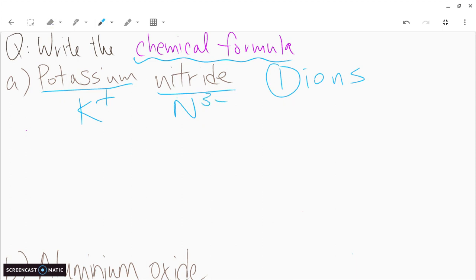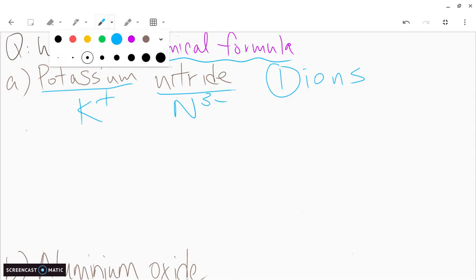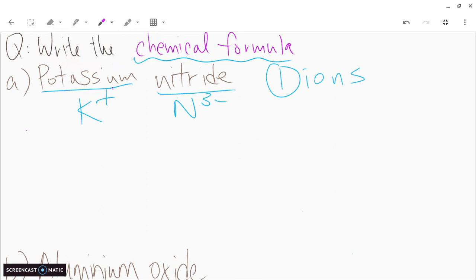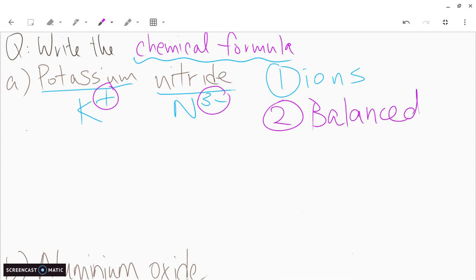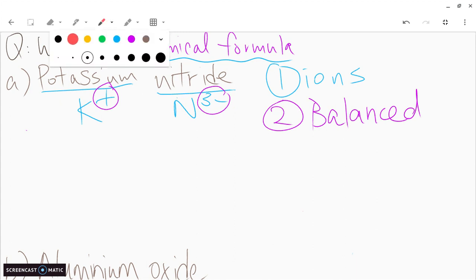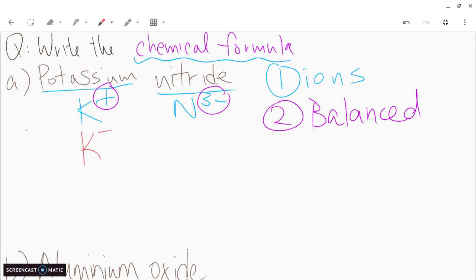So next thing we do is to see whether the charges are balanced or not. On the left over here we have one positive, and on the right over here we have three negative. So one positive, three negative, these are not balanced, right? So let me just write it back down over here. Second thing we do is to balance the charges. In order to balance this, we will add two more potassium ions.